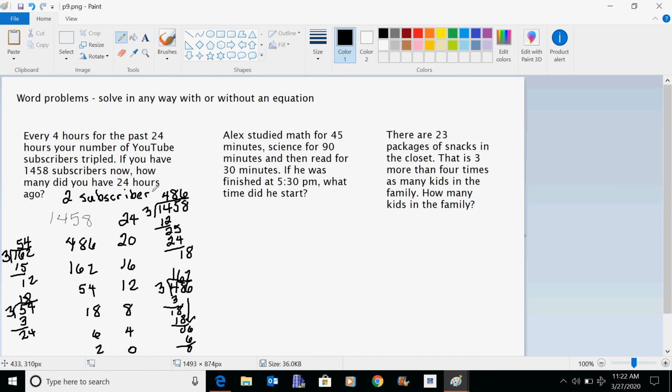So there is a question that's sort of like that. Working backwards does help you. There's a working backwards in time type of thing. So this person was finished at 5:30, and we want to know what time they started their work. If they ended at 5:30, not 5:50.